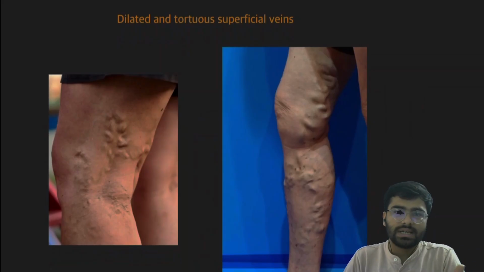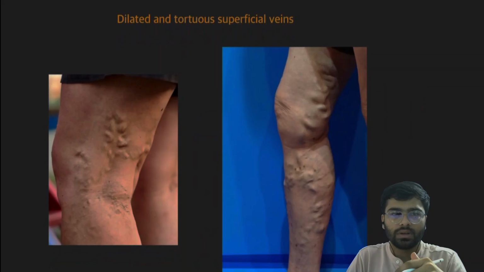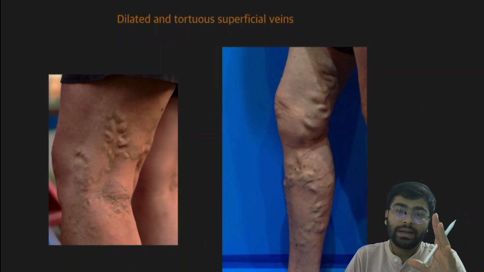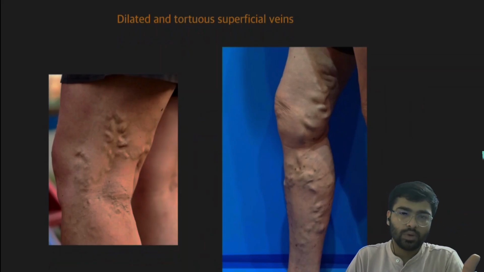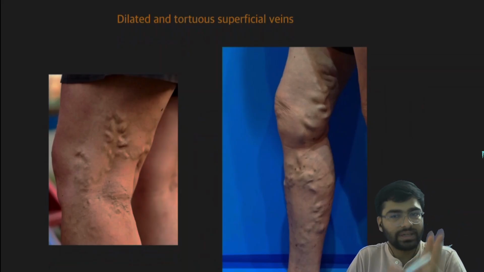The diagnosis is very simple. The diagnosis is mostly clinical. You see the leg of a person and you just tell he or she is having a varicose vein. Yes, but that's not the case, because varicose vein can be due to multiple reasons. And to find out the cause of this varicose vein is very important. And there comes the diagnosis.